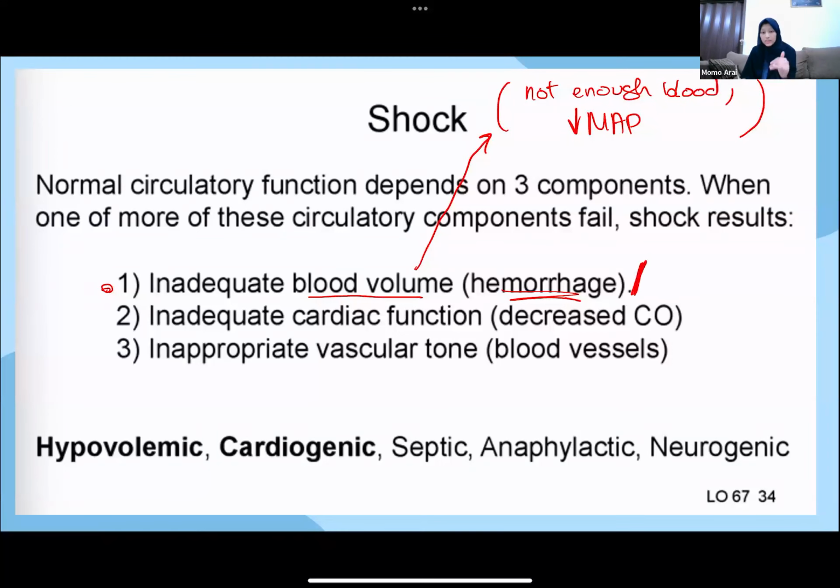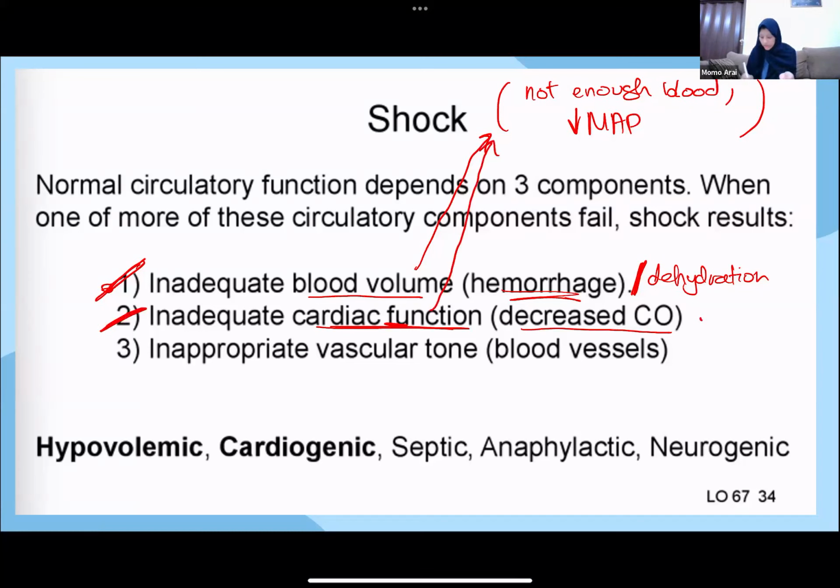You can even have less blood volume from dehydration, because dehydration is basically less water in your body. So if you have less water, or you have bleeding, which means a lot of blood loss, you have not enough blood volume. That's your first reason. The second reason is that your heart is not working, which means inadequate cardiac function. The heart is not pumping well enough, so you have decreased cardiac output, which again means not enough blood for your organs.